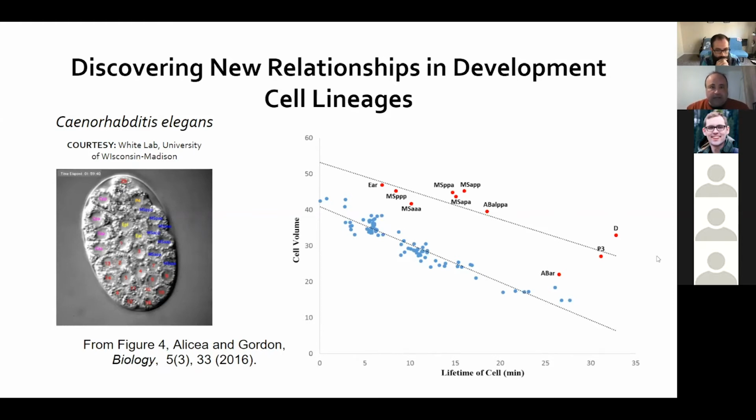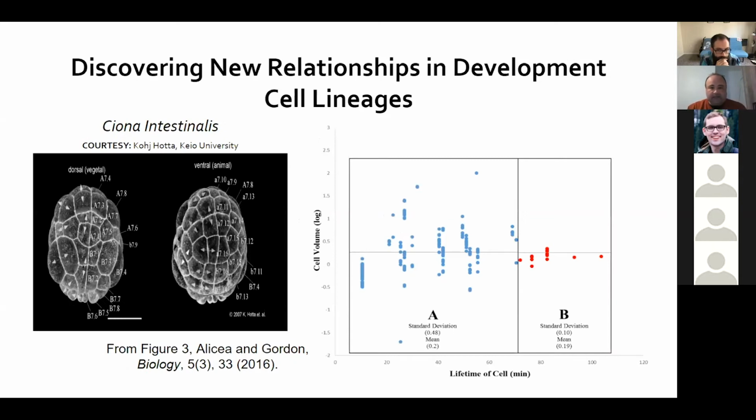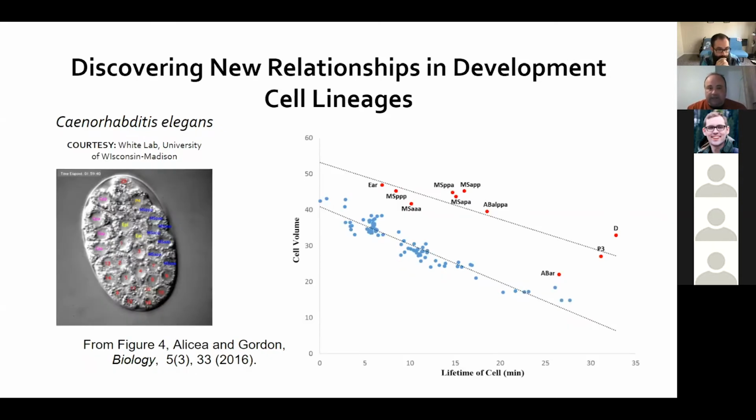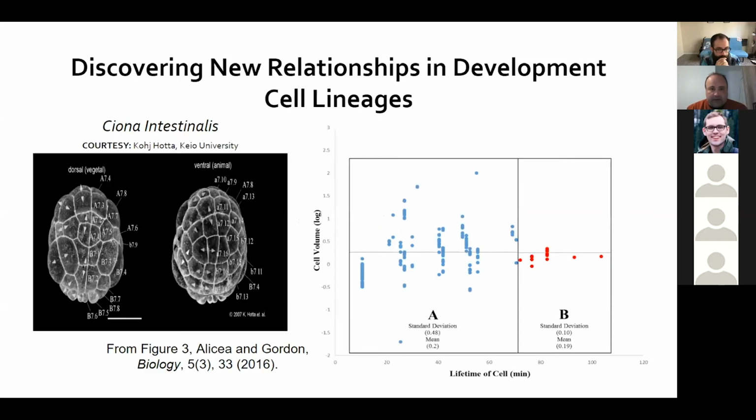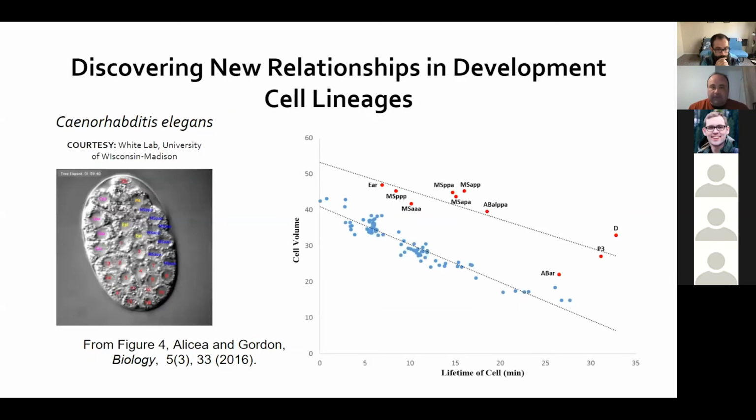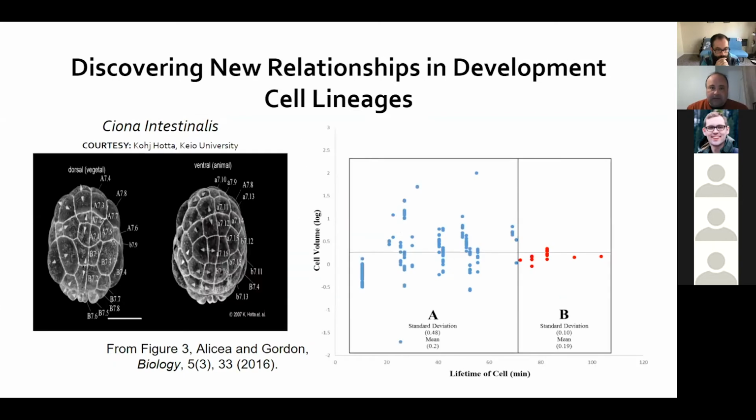So we can do that. And we can do that again in Ciona intestinalis. So in C. elegans, we can do this, and we know what the cells are. We also know this in Ciona intestinalis, although the cells aren't labeled here. But the point of this is that we can identify trends in the embryo. We can identify emerging structure, things that are different about different parts of the embryo. So for example, in C. elegans, you have certain sublineages that go on to form germ cells and other types of specialized cells. And so we can maybe identify the precursors of those differences at this stage.